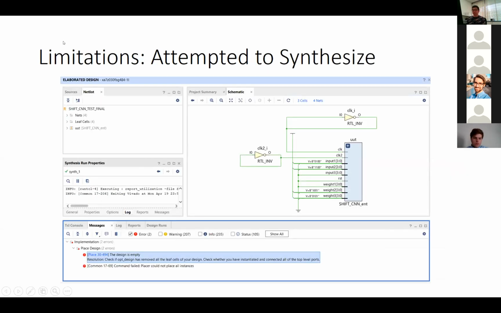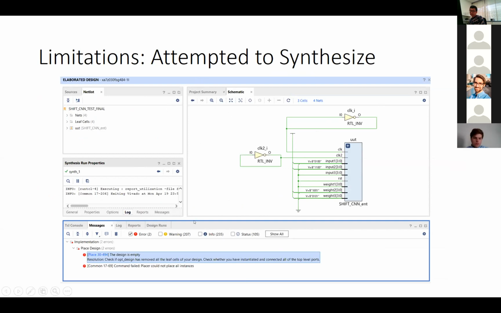So for some limitations, we did set out to try to synthesize our circuit, because in the paper, the authors computed the number of lookup tables and flip-flops and compared their implementation versus a multiplication implementation. And we were hopeful that we could try to synthesize our circuit as well and get those numbers and extrapolate our results compared to theirs. But we simply just ran out of time to finish that.